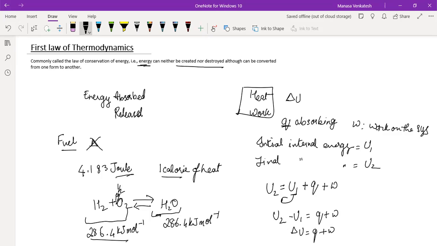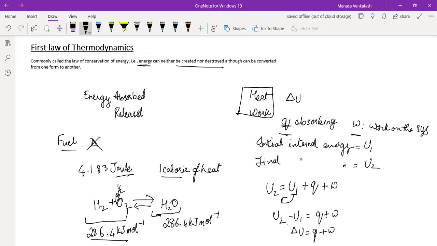So we are considering a system whose initial internal energy was U1 and the final internal energy was U2, because the system absorbed some amount of heat in the form of Q, and some amount of work was done on the system as W. So U2, the final internal energy, is equal to U1 plus Q plus W. When we shift it to this side, it gets a minus sign, and delta U will be equal to Q plus W. Basically, the change in the internal energy equals the heat added to the system and the work done on the system.